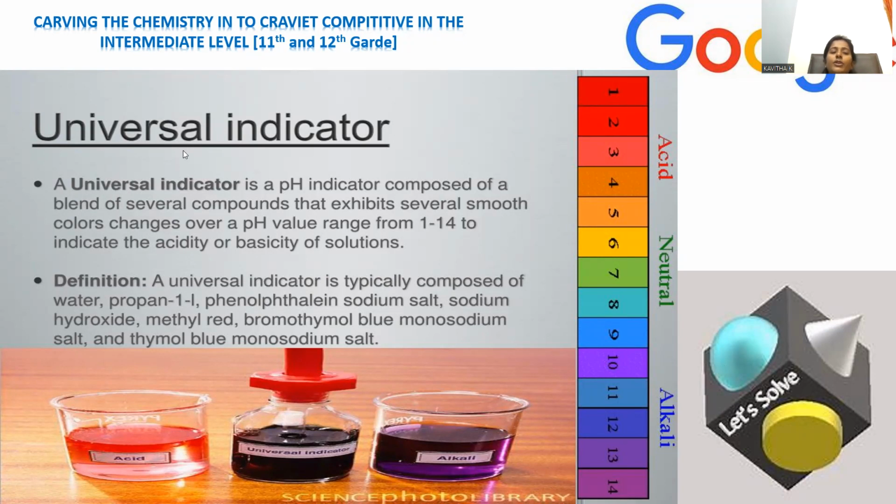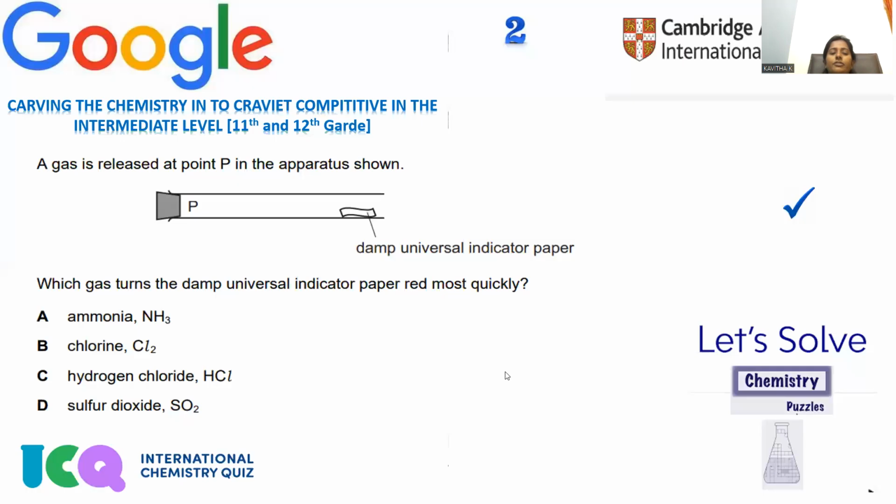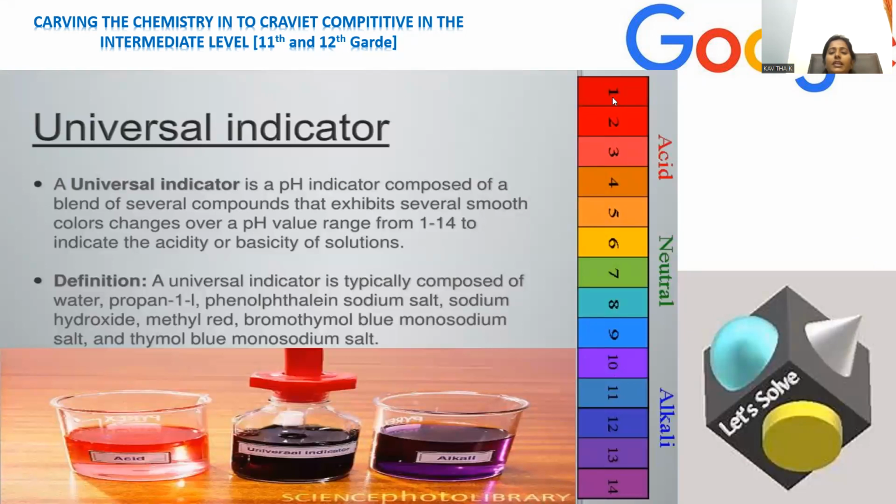This is the way the universal indicator is the measure of the nature of the compound, either acidic, neutral, or alkaline in nature. They mentioned that if the gas turns the indicator a red color, if it is red in color, that indicates the compound is intensely acidic, strongly acidic.